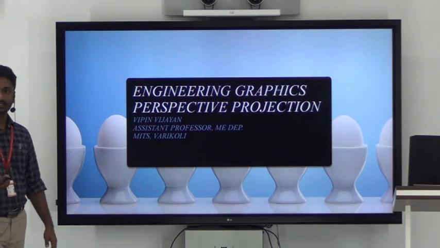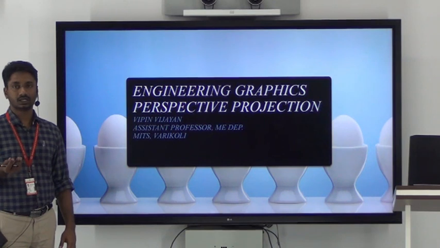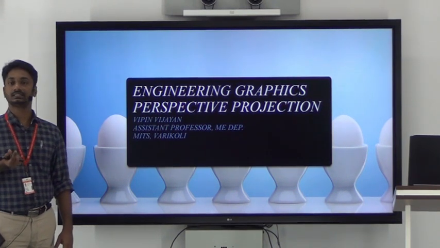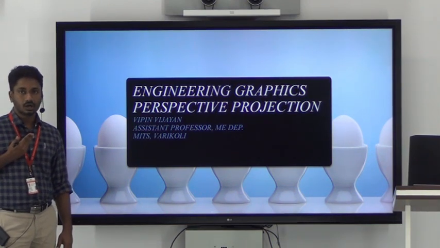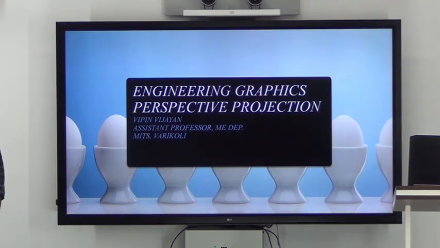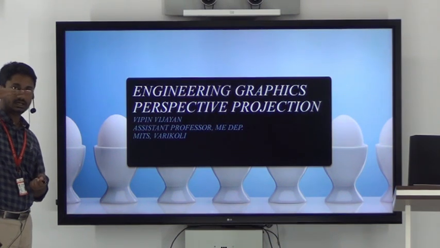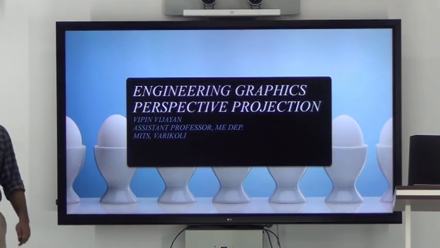Now the next one is station point. Station point means it is the observer's eye. So if I am looking at the object from here, my eye is the station point. Now the next one is horizon plane. Horizon plane means a plane which is parallel to the ground plane but passing through the observer's eye. So if you are having a plane like this which passes through the observer's eye, then that plane is known as the horizon plane.